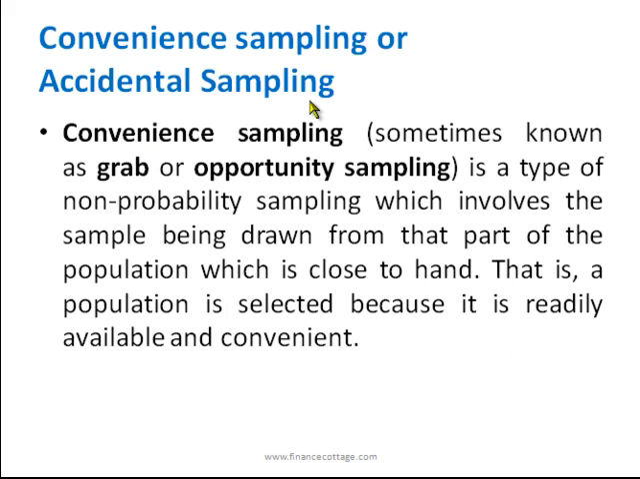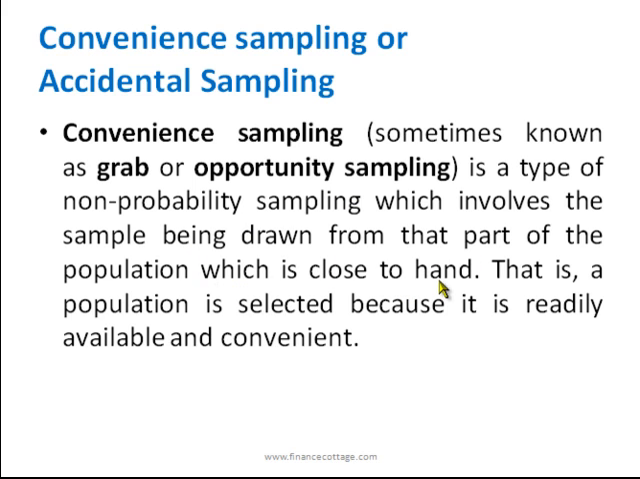Another is convenience sampling. If we have less time and we cannot spend much cost, we can adopt a non-probability sampling technique, which is known as convenience sampling. In convenience sampling, the sample is drawn from that part of the population which is close to hand.